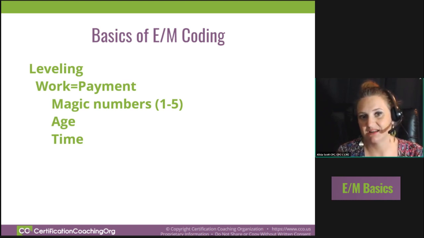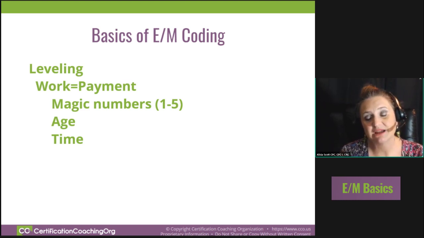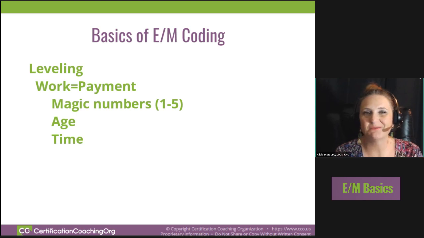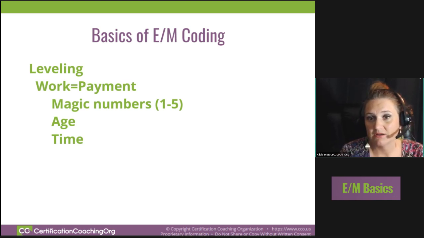So again, I don't want to say it's a no-brainer, but it makes sense, right? That's the E&M, the leveling. Those magic numbers are 1 through 5. So if we use those as an example of a patient coming in, being supervised by the provider, but they're just coming in and getting their flu shot from the nurse, it's going to be a 1, right? If it's an established patient, it's a 99211. If it's a new, well, you probably wouldn't have a new patient.